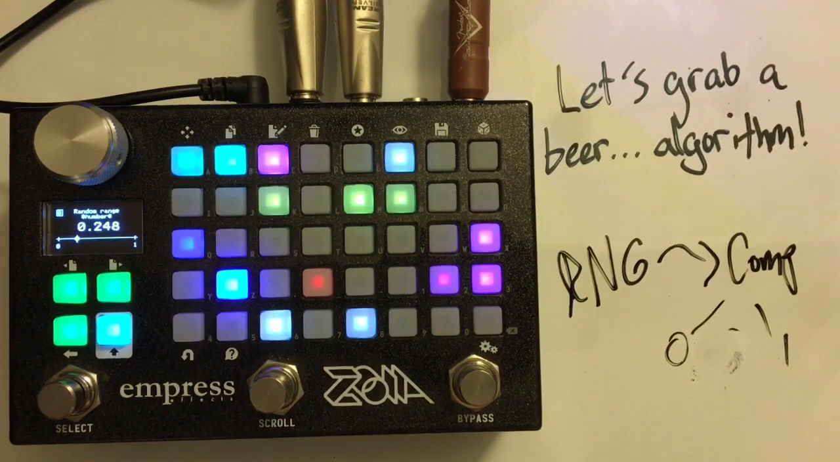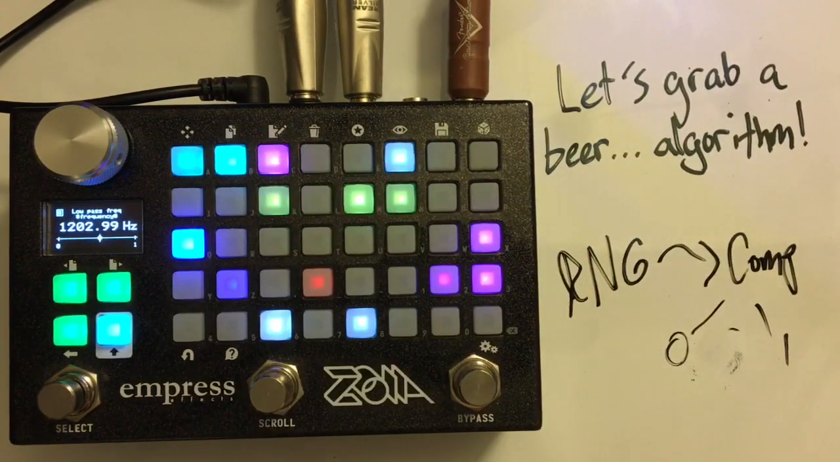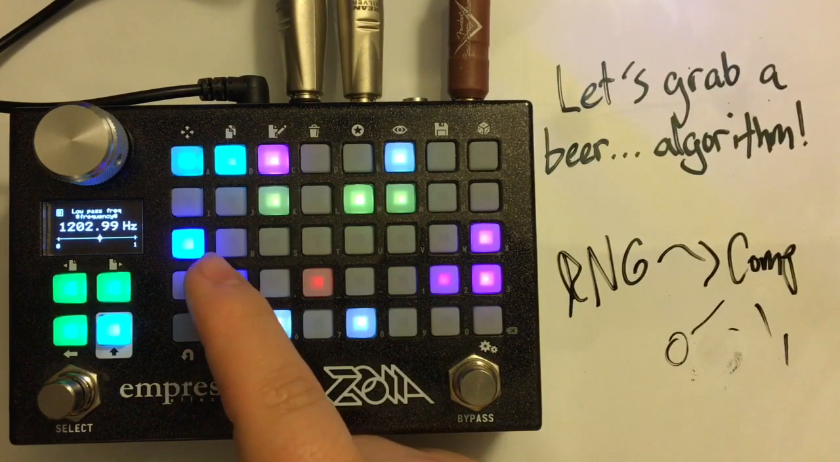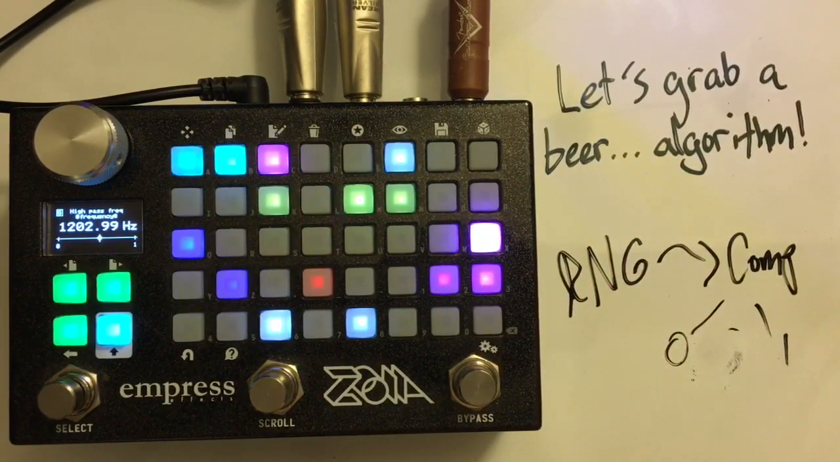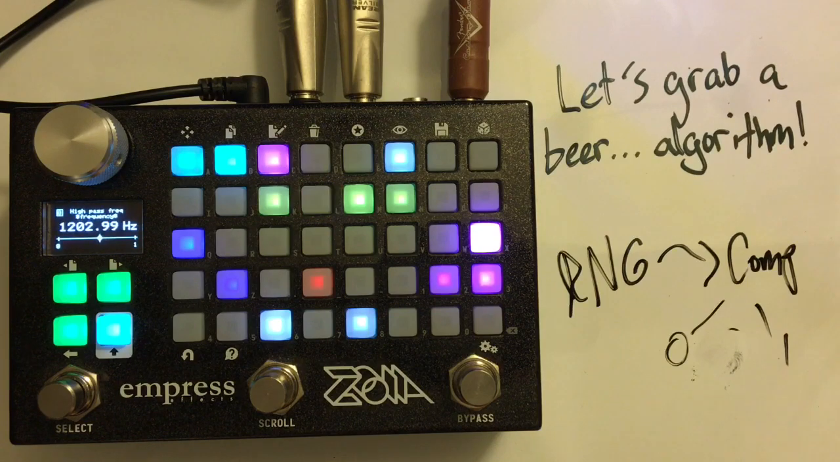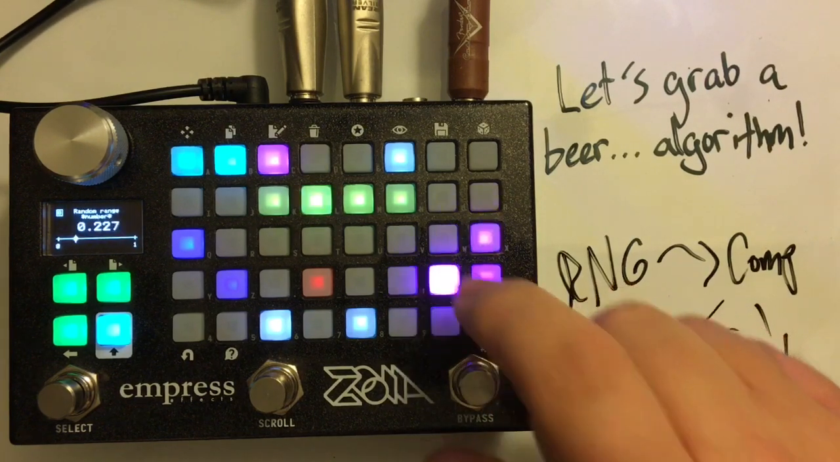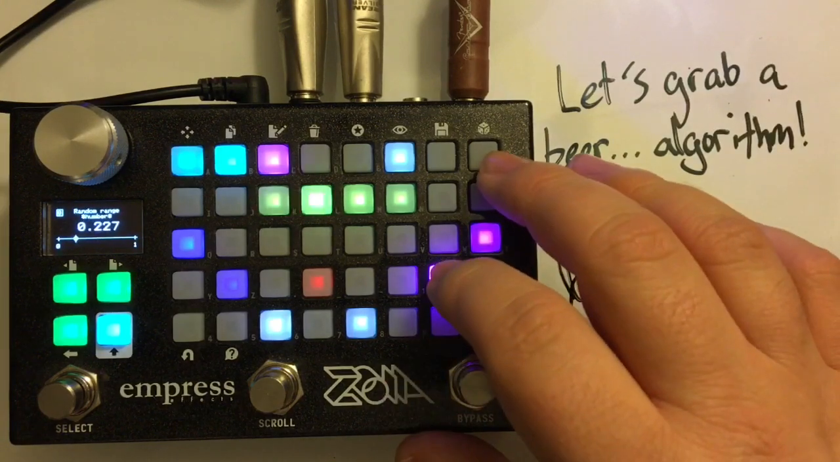The range for the low pass, it goes between whatever the low pass's frequency is set to and 27 hertz, so really low. And with the high pass, it goes between whatever the high pass frequency is set to and 24,000 hertz, which is very, very high. But you can utilize these in different ways.